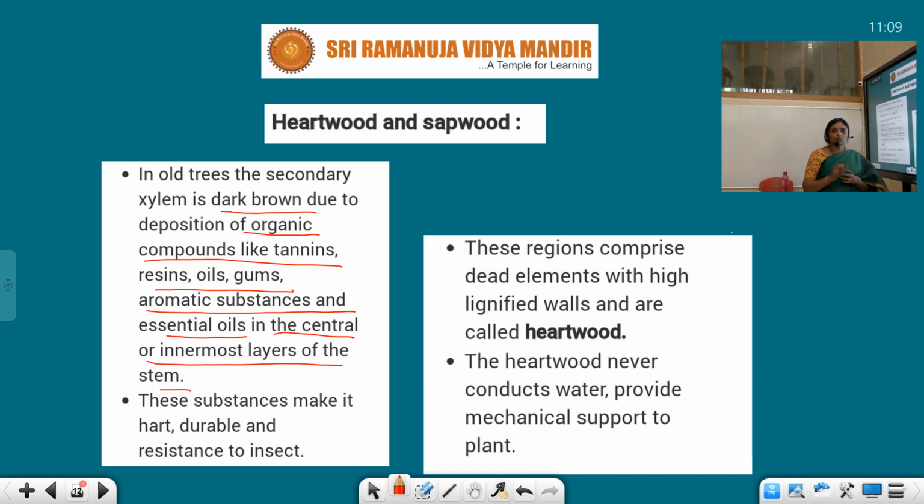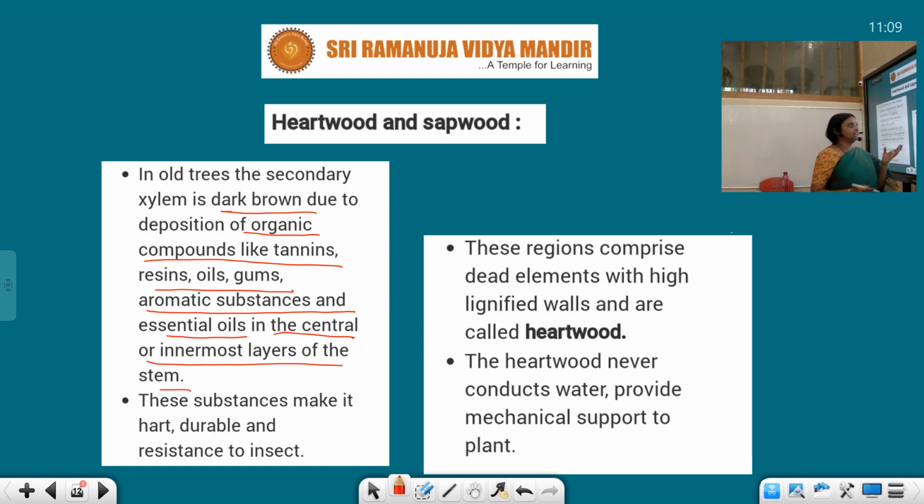When the tree is growing old, what happens? The innermost part becomes darker, and it is durable. So in older trees, the secondary xylem is dark brown due to storage of resins, tannins, oils, and other gum-like substances. These substances make it hard and durable. Durability increases, and resistance to termites increases.